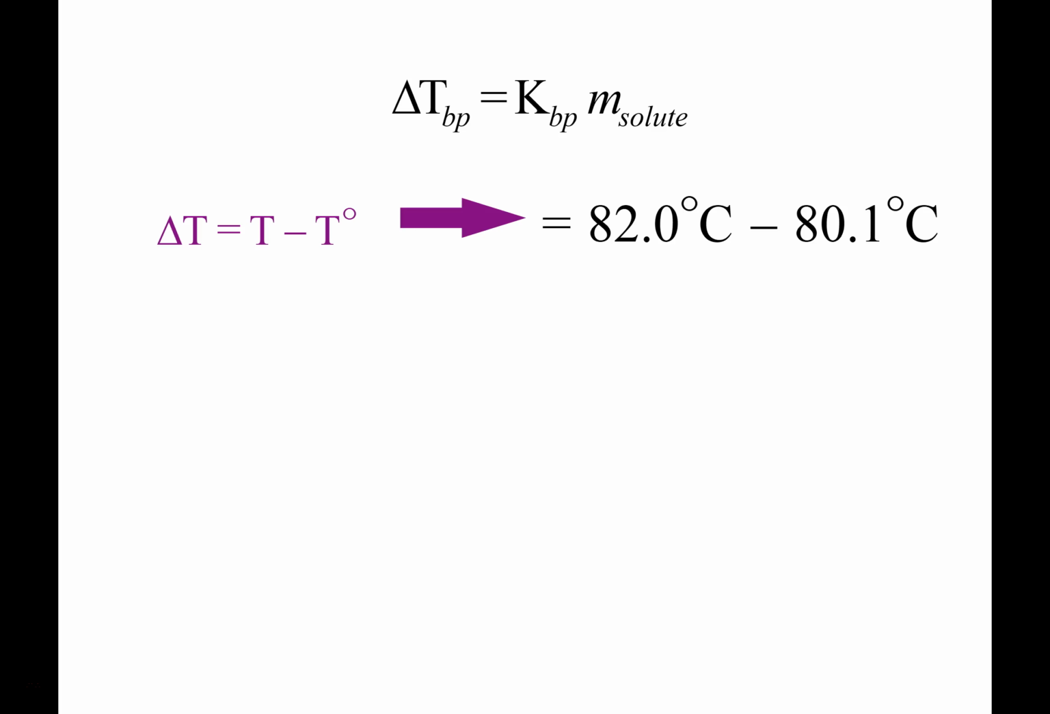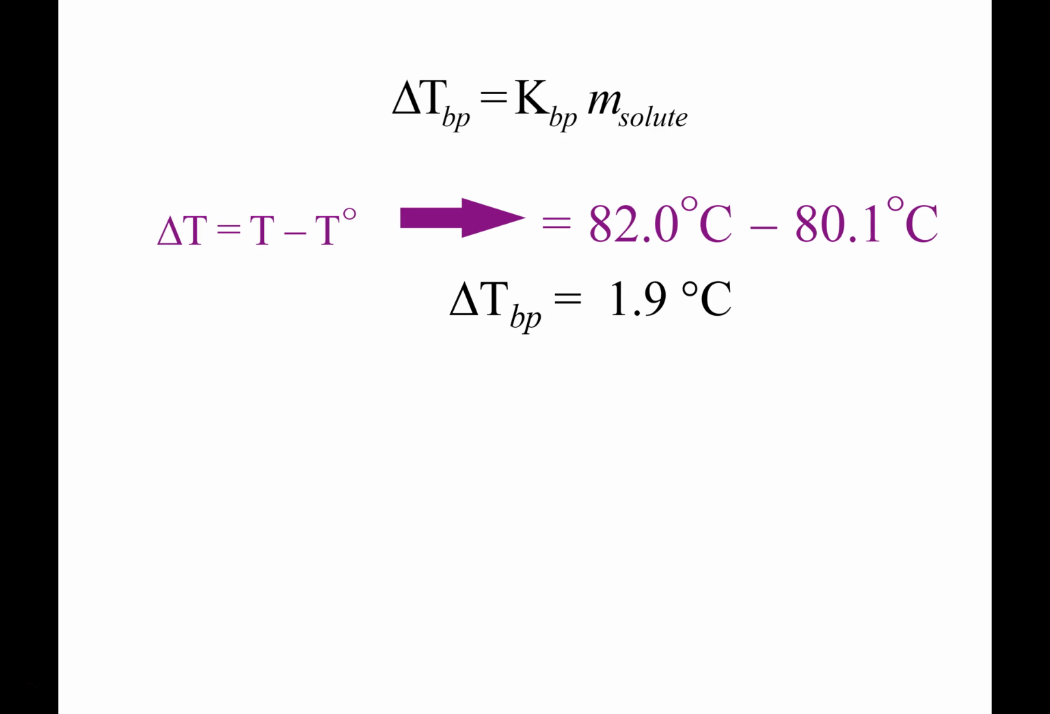My numbers are kind of throwing me off. So the elevated temperature we saw benzene boil at was 82.0 degrees Celsius. Literature said it should be 80.1 degrees Celsius if it's pure benzene. So since we're subtracting and rounding according to decimals, our delta T BP is 1.9 degrees Celsius.